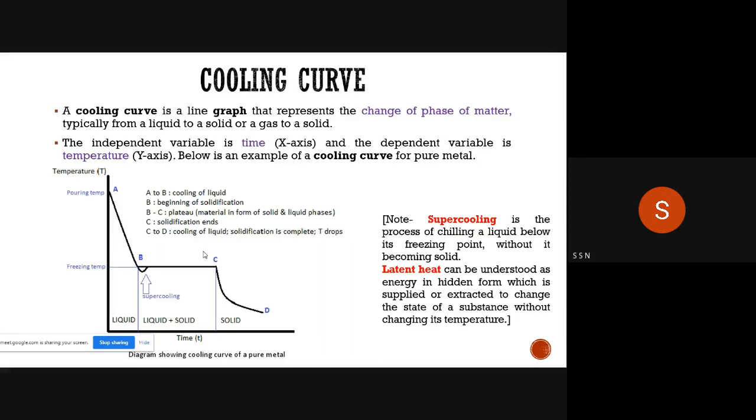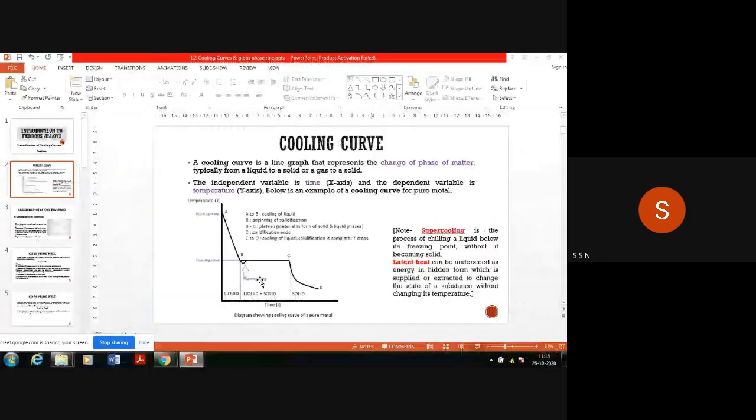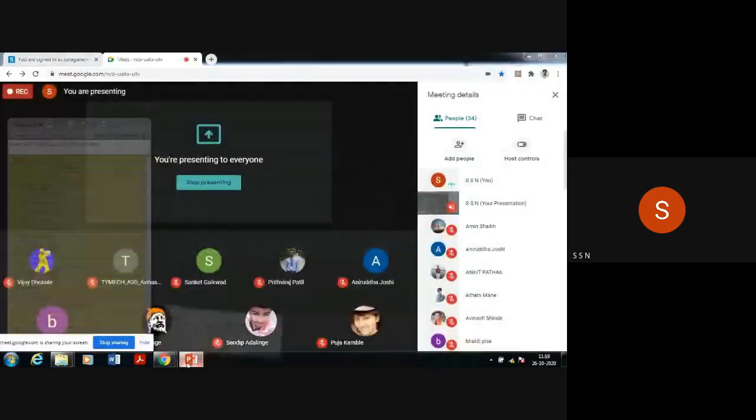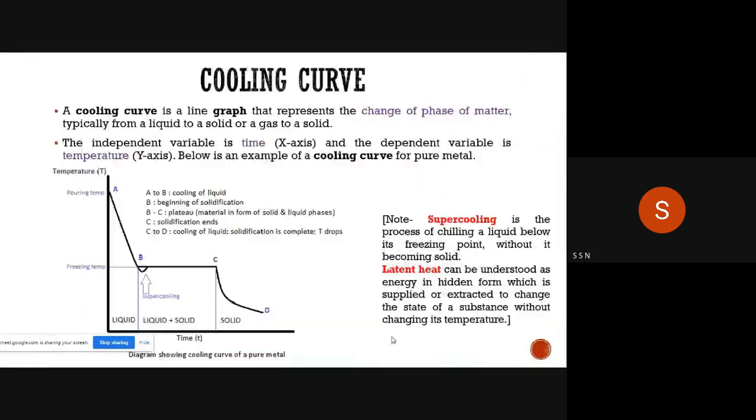For pure metal, this kind of cooling curve you will get, where from A to B point there is a liquid phase, from B to C point there is a solid plus liquid phase, and from C to D point there is only solid phase. So understand what is meant by cooling curve.